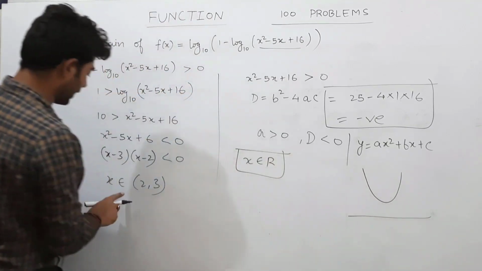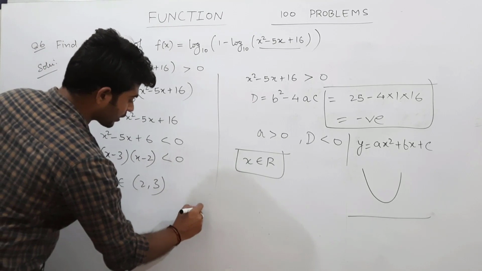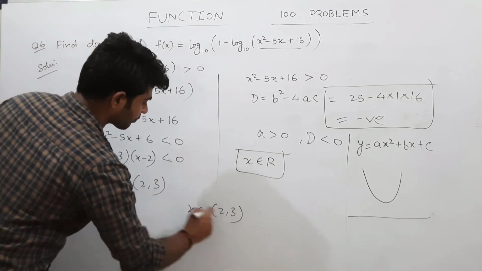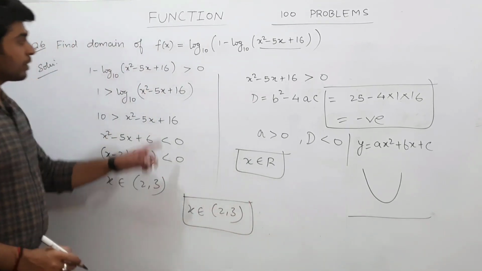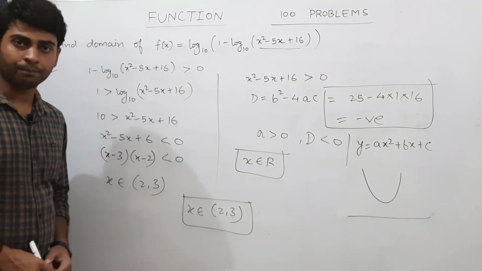So we will take here the intersection of this and this. The intersection of both will be x belongs to 2 to 3. So this is the answer of the given question. Domain of the given function is x belongs to 2 to 3.